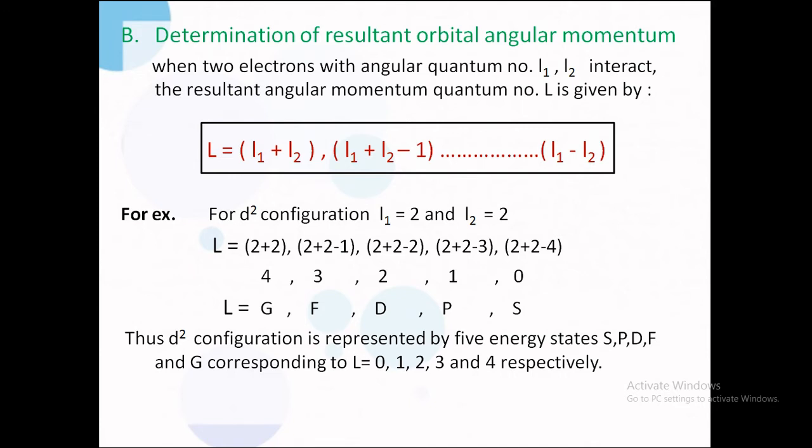By these two values we get 5 energy states, extending from 0, 1, 2, 3, 4, and their values are S, P, D, F and G, corresponding to the value of L equal to 0, 1, 2, 3 and 4.